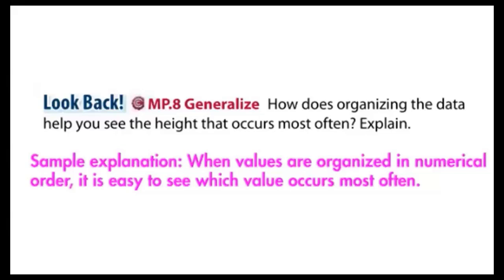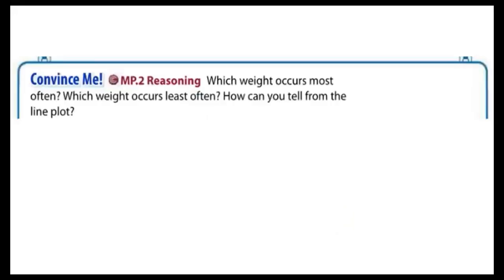Let's move to convince me. In page 706, convince me, open it please. He asked you which weight occurs most often, and which weight occurs least often, and how can you tell from the line plots. Sure, he means the upper one on the same page. Weights of dogs. Concentrate on the line plots, not on the table, please. And try to observe and answer the question and convince me.